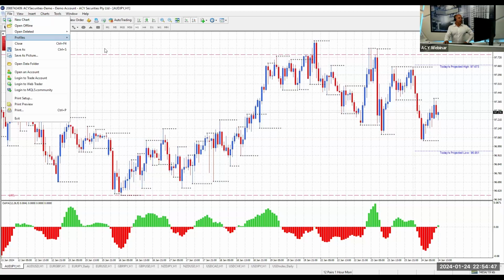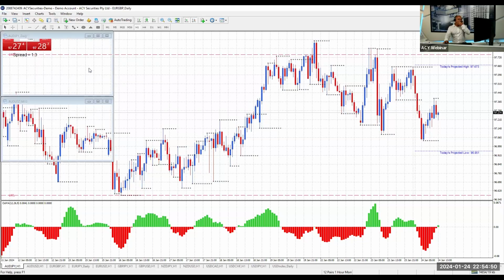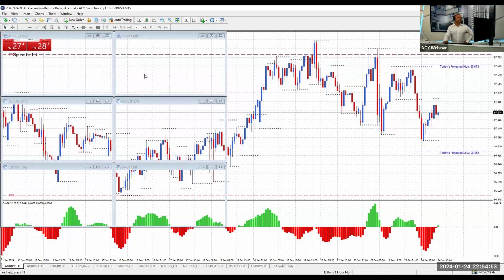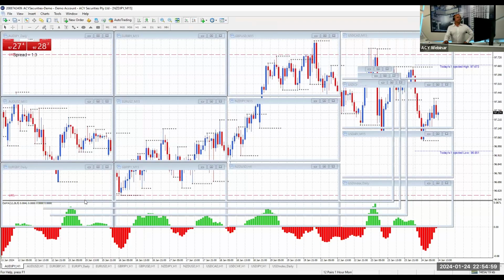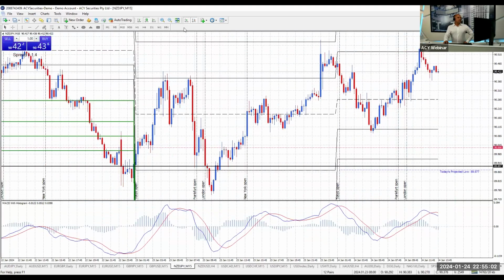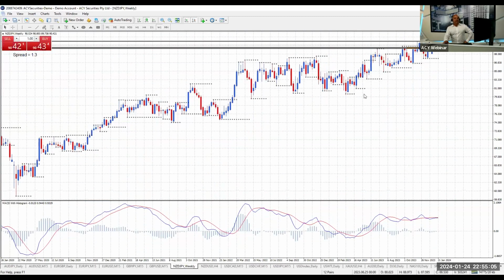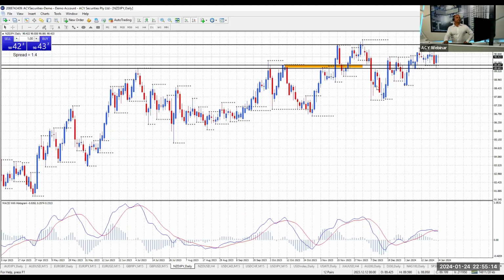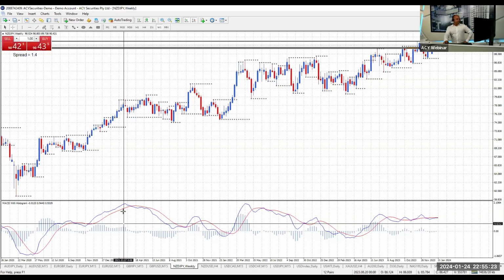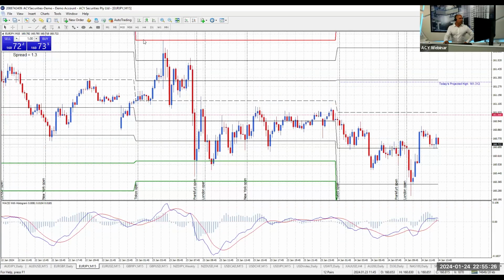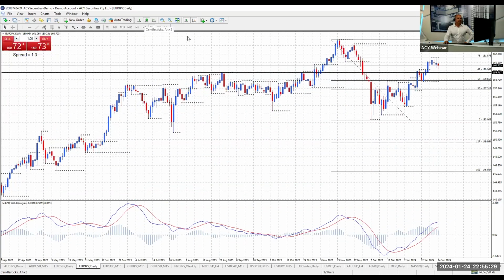And I'm going to change the profiles again. And we're going to put it on a weekly chart now. So, in fact, we'll go Euro yen. I thought that one was a little bit nicer.